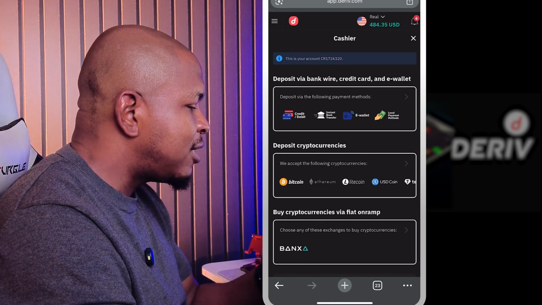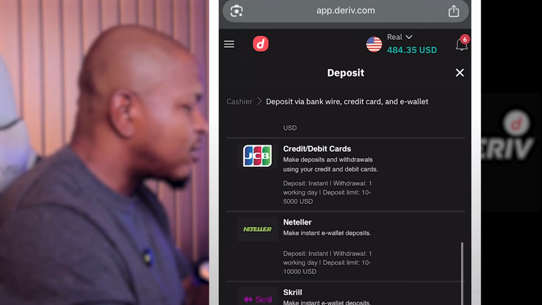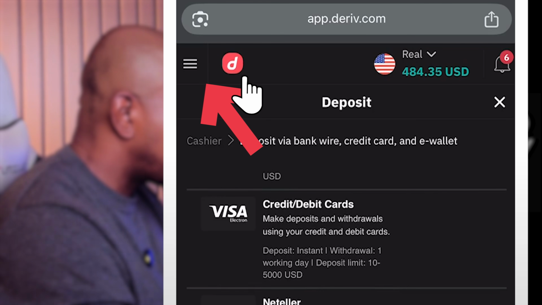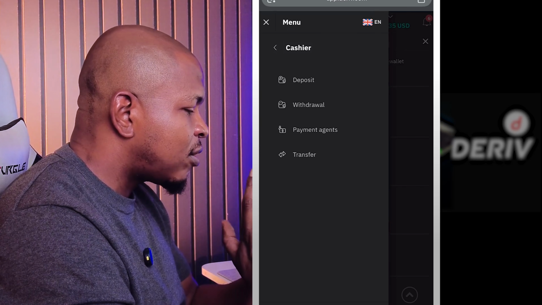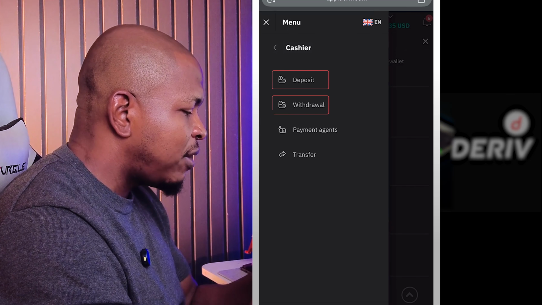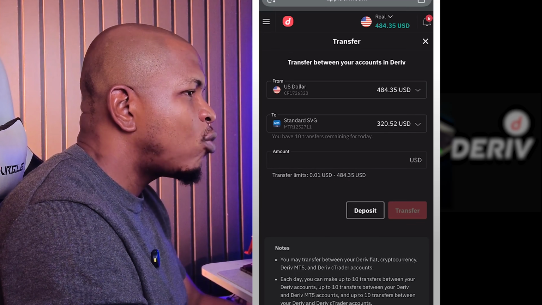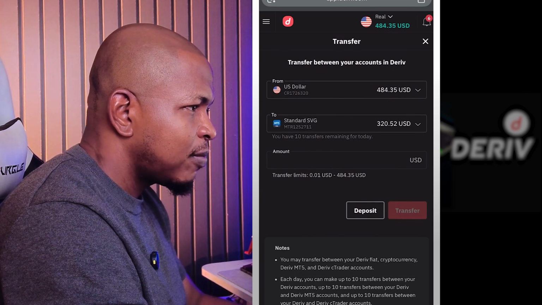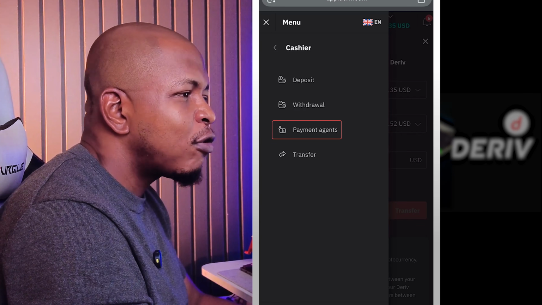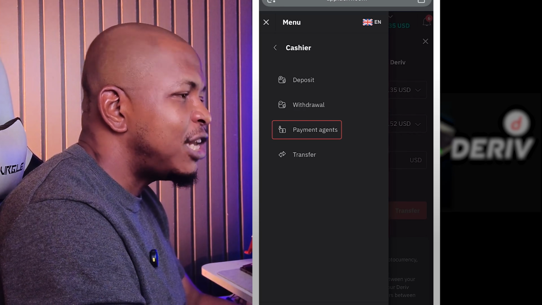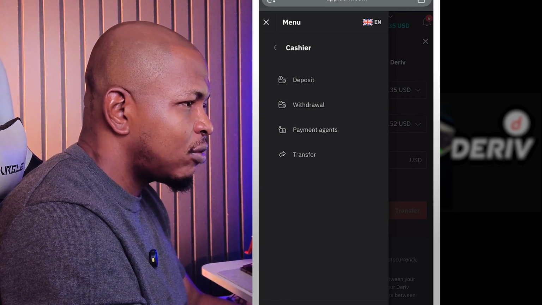Clicking on deposit will show me different deposit options. Another way to get here is to click on this hamburger menu icon at the top left corner, then click on cashier. This brings out 4 options: deposit, withdrawal, payment agent, and transfer. Transfer is to move money between wallets and trading accounts. Payment agent is the only way you can withdraw money from dollar wallets if you are in Nigeria. However, you can deposit using several methods.